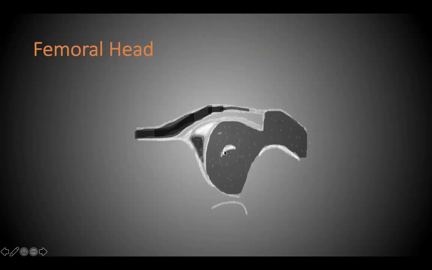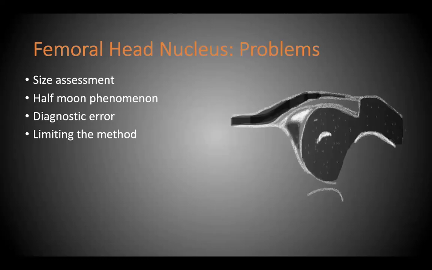Then, as the child grows in age, these vascular sinusoids coalesce and they eventually give rise to the development of the ossific nucleus of the femoral head, which is visible on an ultrasound scan at least 4 to 6 weeks before you can see it on an X-ray. Now, there are some issues with the ossific nucleus. To use the ossific nucleus for diagnosis of hip dysplasia, firstly is the assessment of the size.